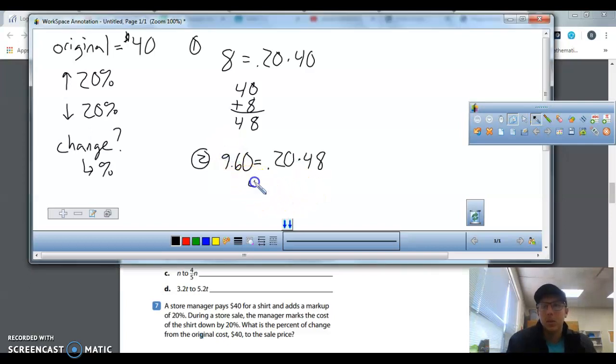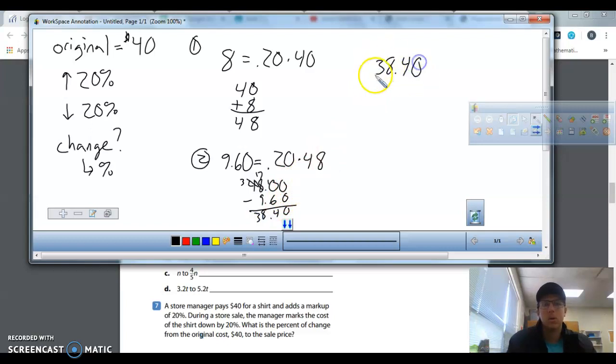So you've actually got to take $48 and take away $9.60. So now you're at $38.40. That's the new price after the markup and after the discount. This is how much it costs. But they don't want to know how much it costs after all that. Again, they want to know what is the percent change from the original cost, $40.